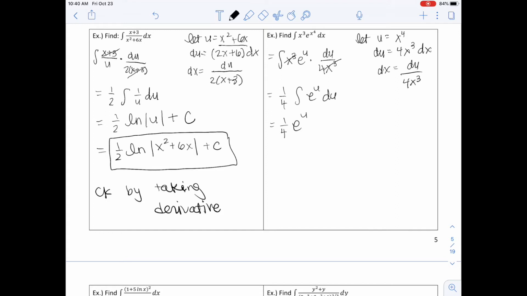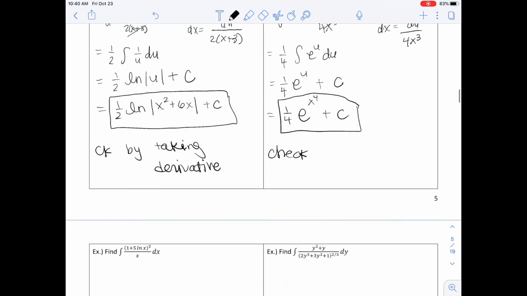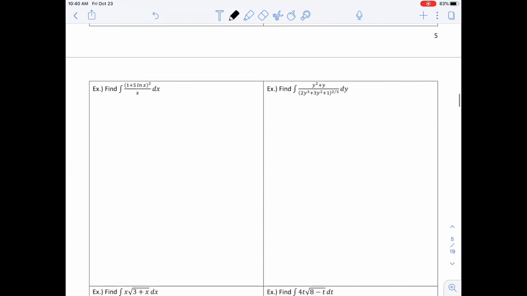The integral of e to the u is just e to the u. Don't forget your plus c. From here we do need a back sub. And so we have e to the x to the 4th, plus c. And this will be our integral answer. Again, we can check. I'll leave that up to you guys to do on your own. So we have some more examples on the next page.